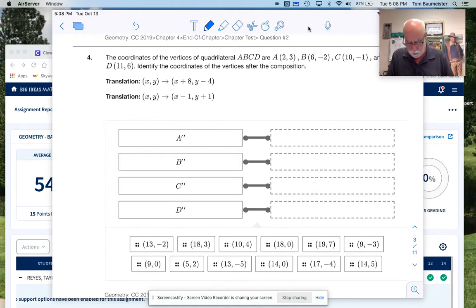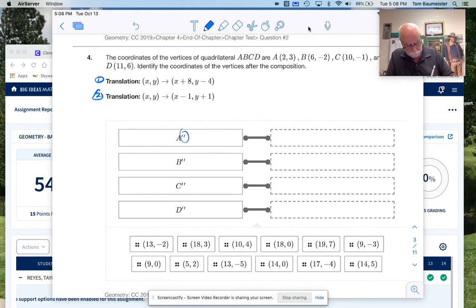The coordinates of the vertices of quadrilateral ABCD are A (2, 3), B (6, -2), C is equal to (10, -1), and for D, our points are (11, 6). Identify the coordinates of the vertices after the composition. So remember, there's 2 of them, so we're going to do this twice. We're going to do the first one here, and then the second one here. So notice when they have the answer here, they want the second one. They have the double prime here. All right, so remember that.